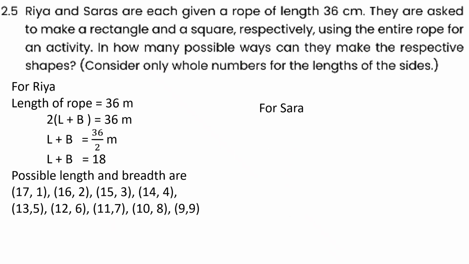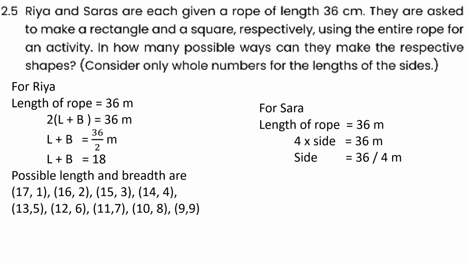And then for Saras, length of rope is 36 meter and she is making a square. Therefore, perimeter of a square is 4 into side. The side will be 36 by 4, which is equal to 9. So Saras is making a square. So here only one side of the square. Okay. In rectangle you have many options, but in a square you have only one option.